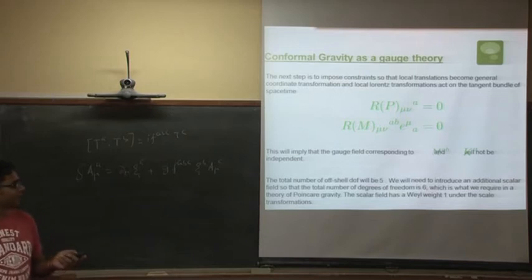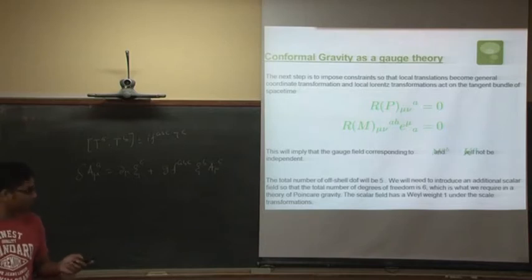Yes. If you just want Einstein gravity, if you have only P and M, then you will only introduce the first constraint, you will not introduce the second constraint. Then you will have 6 degrees of freedom. E mu A is 16, and then there is only diffeomorphism and local Lorentz transformation. 16 minus local Lorentz transformation is 6, and diffeomorphism is 4. So you get 6.